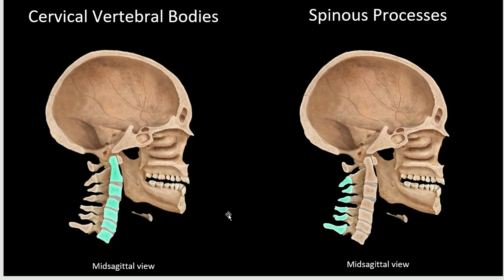Okay, so this is what that looks like. Cervical vertebral bodies right here. Spinous processes back here.